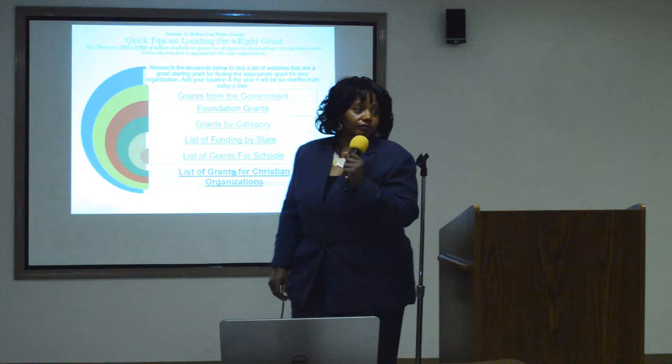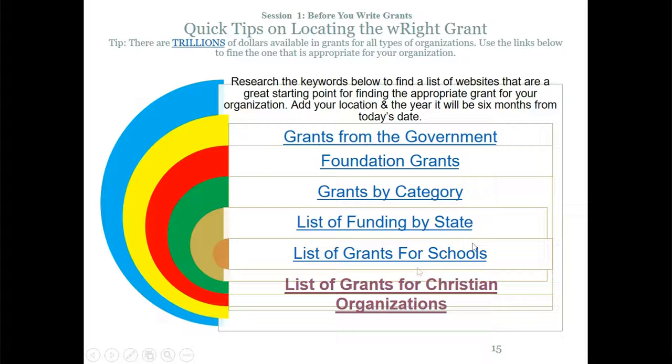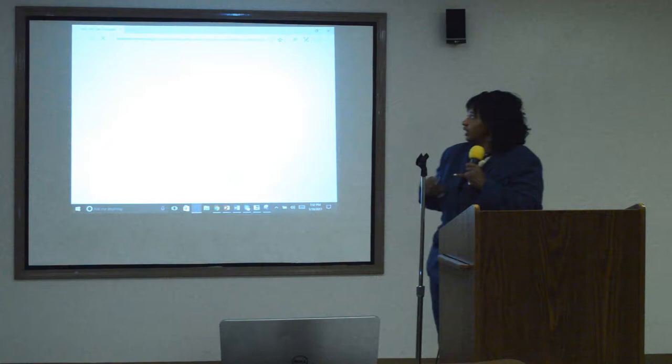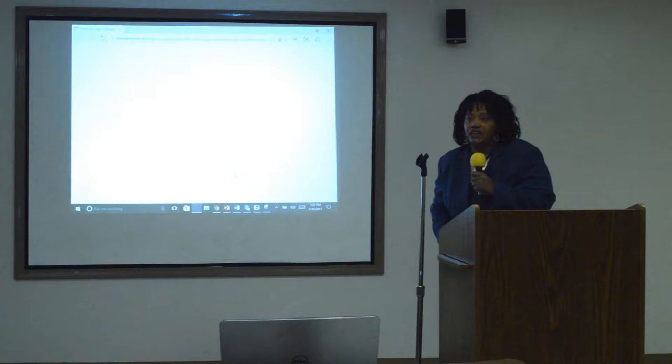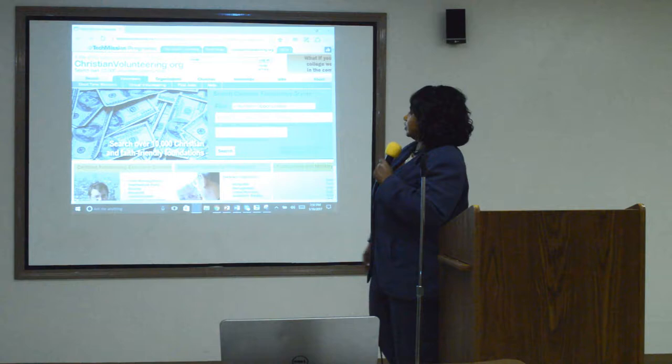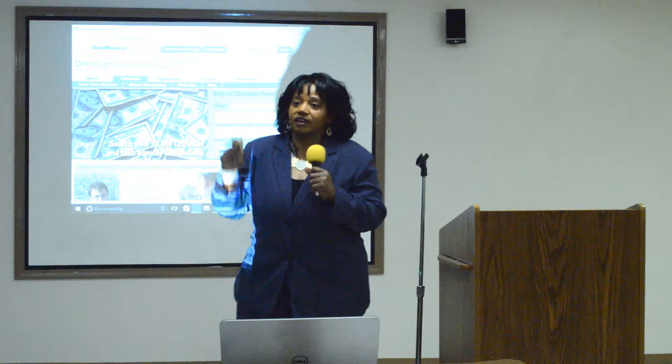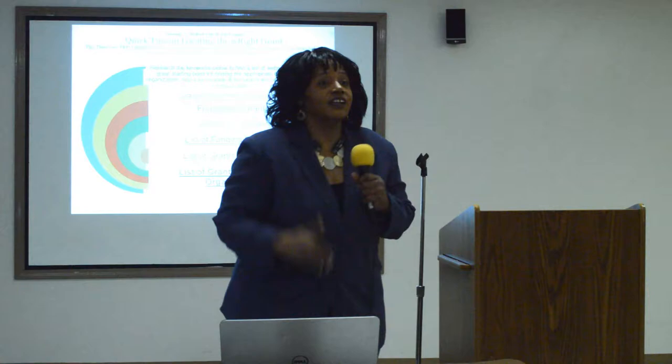So if you are a school, you would click the school link. If you are a Christian organization, you click the bottom link. If you just want state funding, click the state funding link. Grants by category, where you have animal rights, domestic violence, whatever your topic is, you have that list. Over 10,000 Christian and faith-friendly foundations are on this list. All you've got to do is click it in your flash drive and it'll take you there and put in what you're looking for. These are foundations that favor giving money to those organizations.